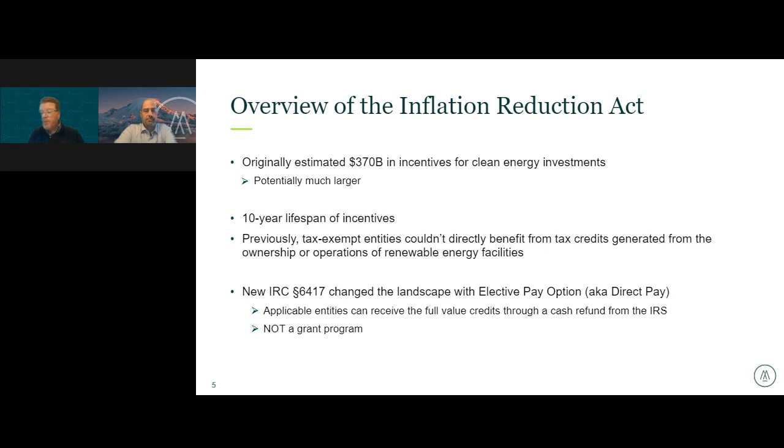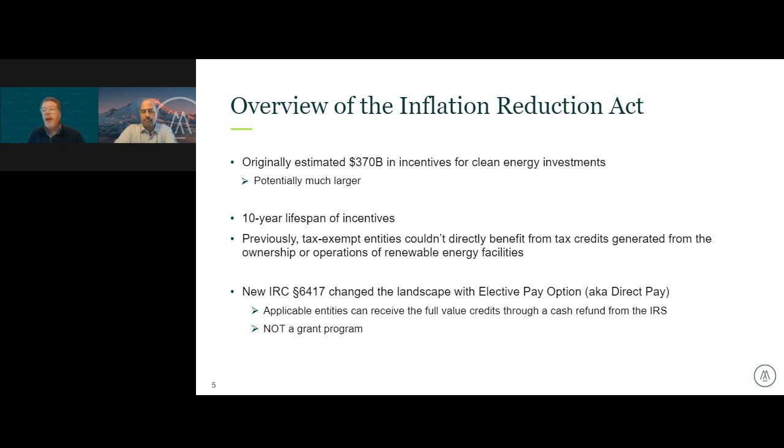What's really interesting about this, however, and what makes this audience very unique compared to other presentations, is that before the Inflation Reduction Act, before the advent of elective pay, which we refer to from an industry perspective as direct pay, there really was not a way for tax exempt entities to monetize these types of benefits because, just very directly, you didn't pay tax. So credits were not something that were necessarily of value to this type of audience.